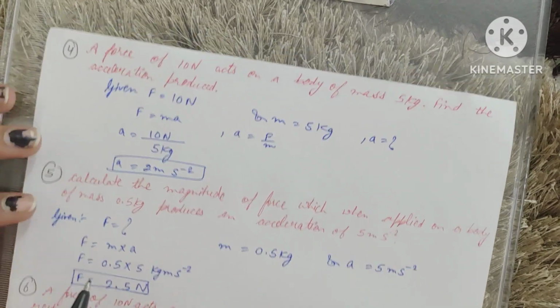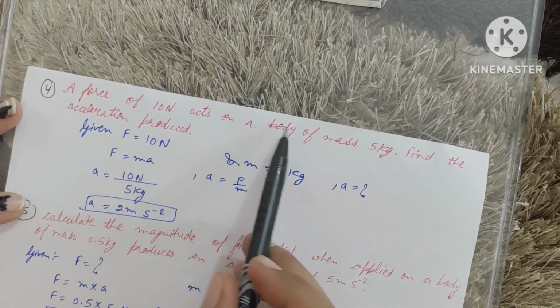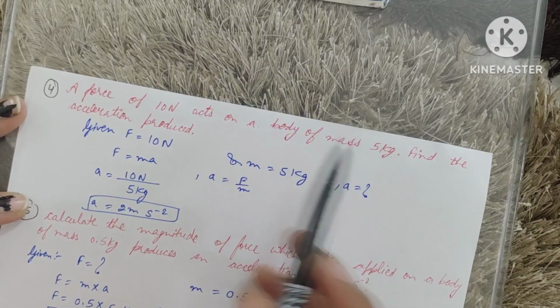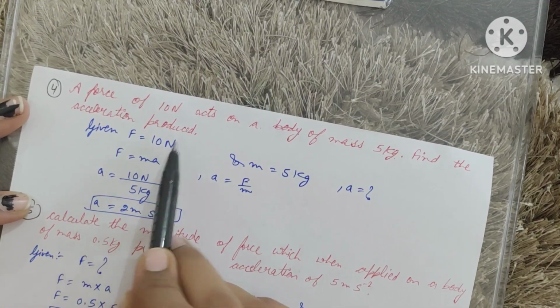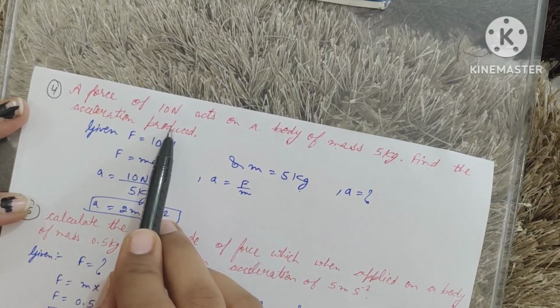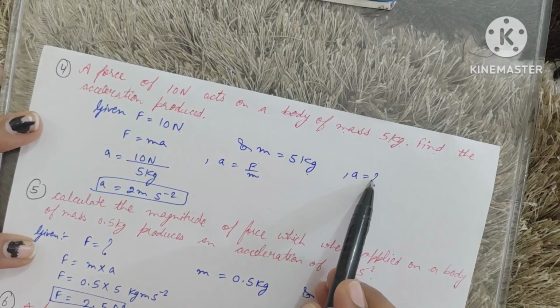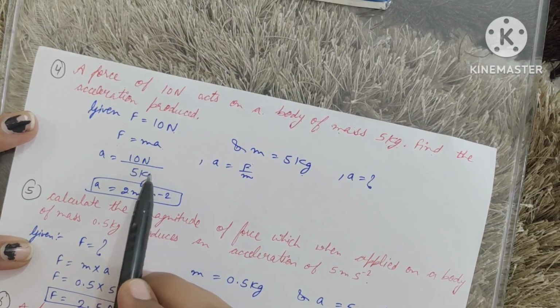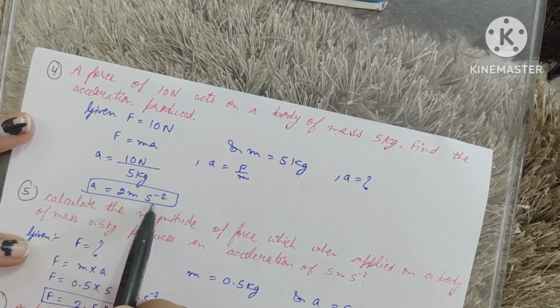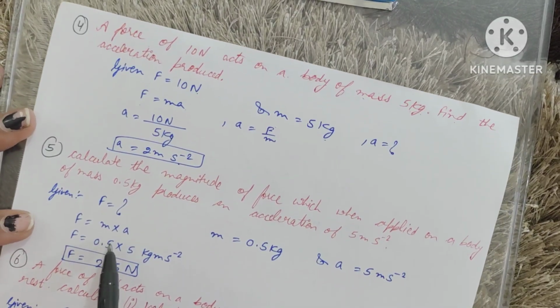Fourth numerical is a force of 10 Newton acts on a body of mass 5 kg. Force is given, the mass is given. We have to find the acceleration produced. Similar statement, similar question it is. Just find the value of A by rearranging them, substitute the given values to get the final answer. Clear? Question number 5 now.